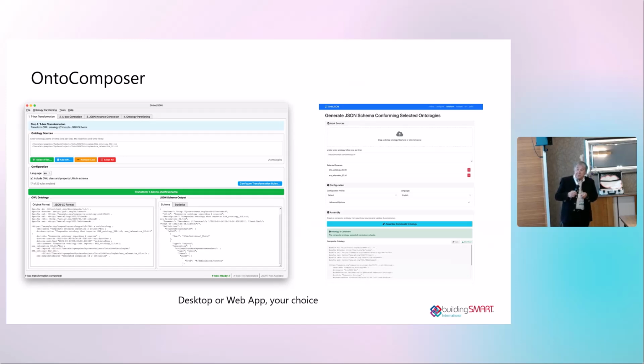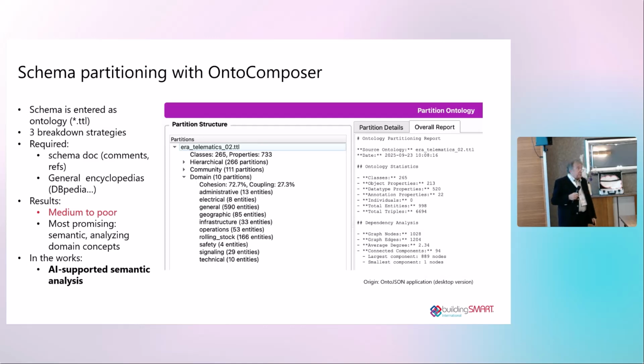OntoComposer works, by the way, with a desktop and a web interface. And there is also an additional ingredient that might be of relevance at some point in the different working groups of buildingSMART. That is the ability of partitioning. The talk about introducing more modularity in IFC was also on the agenda for IFC 5, which I understand is now a bit delayed. But never mind, because you can also do partitioning on the fly if you need to. You don't need to ask buildingSMART International to do it for you.